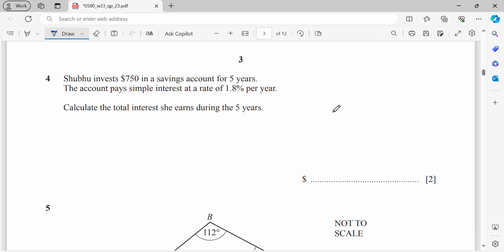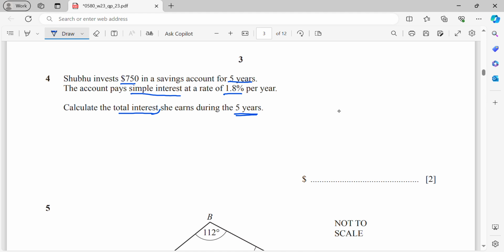Now the next question is number 4. Subhu invests $750 in a savings account for 5 years. The account pays simple interest at a rate of 1.8% per year. Calculate the total interest she earns during 5 years.